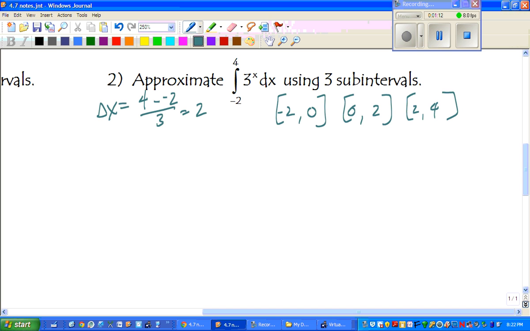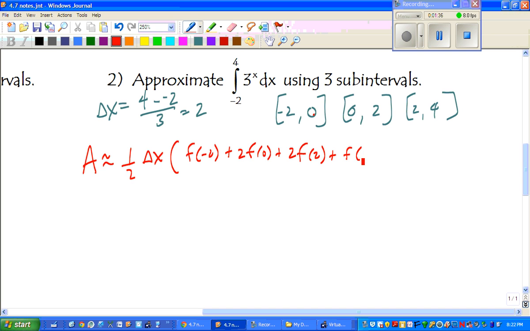Now, we can go ahead and use that formula. Our area is approximately 1/2 times delta x times f of -2 plus 2 times f of 0, right, because it happens twice here, plus 2 times f of 2, happens twice, plus just f of 4.